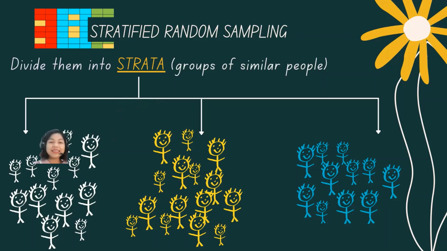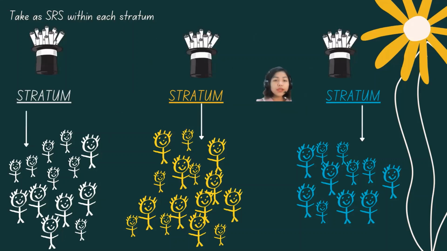So meron na po tayong iisang stratum dito. So this is our strata. So in each stratum, gagawa tayo ng SRS or Simple Random Sampling. Ibig sabihin po, kaya siya tinatawag na most basic, kasi in other sampling techniques, it can be used. Okay? So sa stratified, ito yung ating stratum 1, stratum 2, stratum 3. Gagawa tayo ng SRS in each stratum.